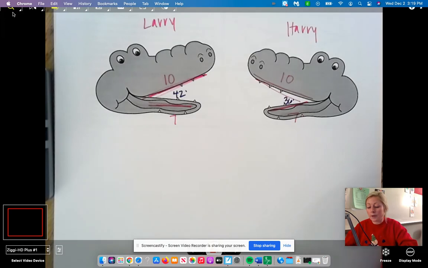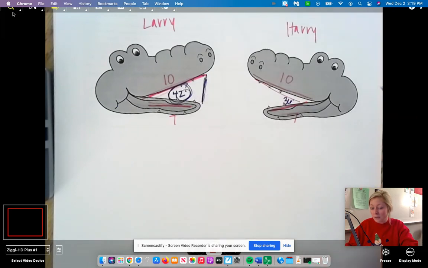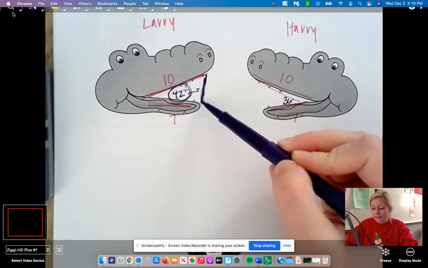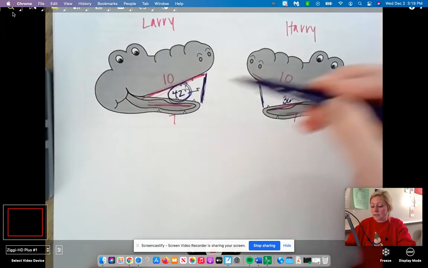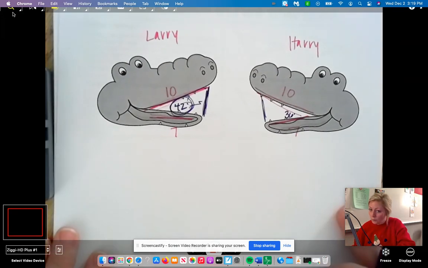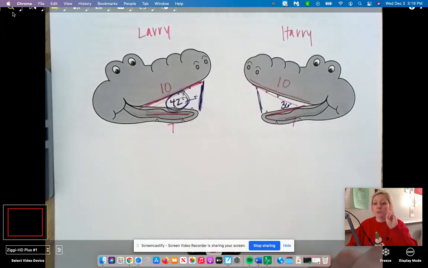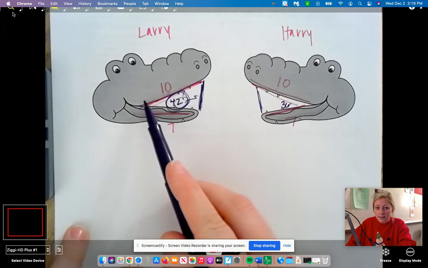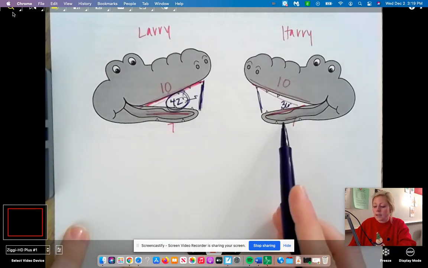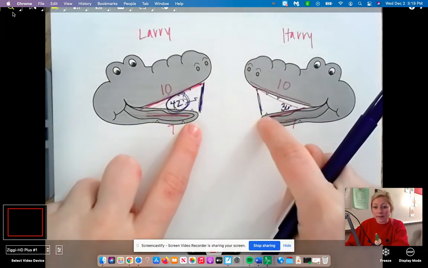Whose mouth is opened greater based on this information? Well, I'm hoping you're thinking Larry's is because his angle is bigger, right? That makes sense. His mouth would be open larger than Harry's because the angle is greater. So this is, in a nutshell, what the hinge theorem says. You're going to have two triangles with two sides that are the exact same, so 10 and 10, like here, and 7 and 7. And based on the angles between them, you can make a comparison of that third side.